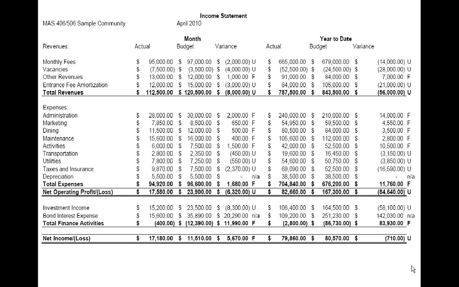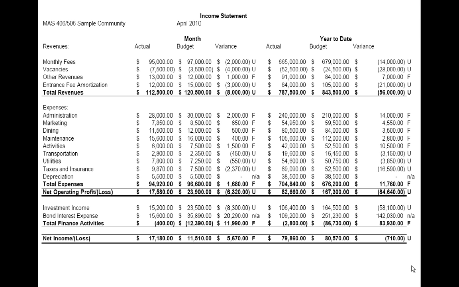I kind of mixed it up here a little bit and created a mix of independent living, assisted living, CCRC financial. You see the monthly fees in the revenue section as well as vacancies, which is oftentimes used in assisted living, other revenues, and entrance fee amortization, which only would come into play for a CCRC or another similar type of entrance fee model. So you see the actual column with the recorded number for the stated period, which is April 2010.